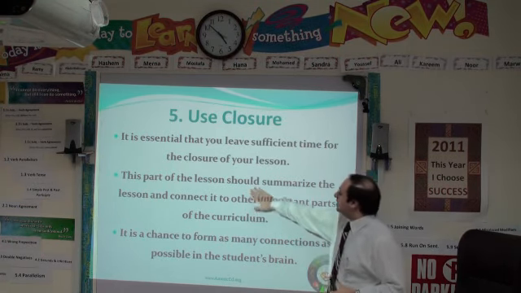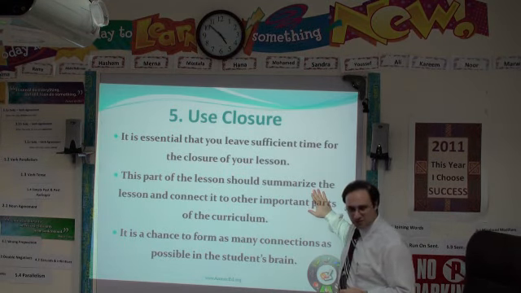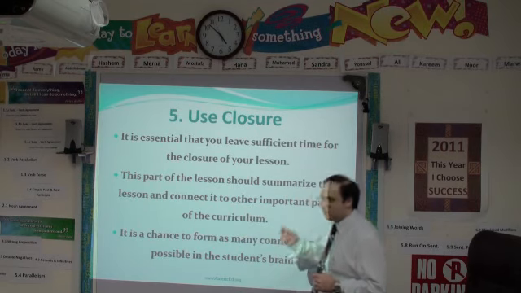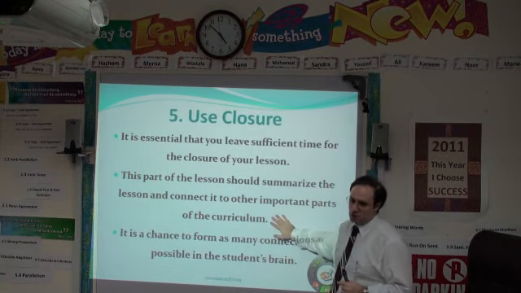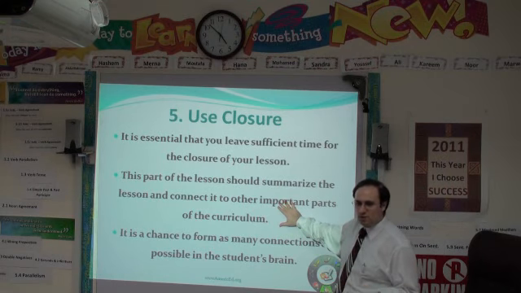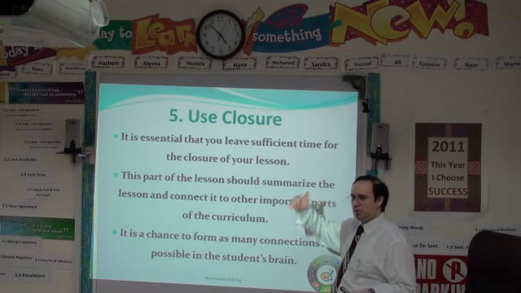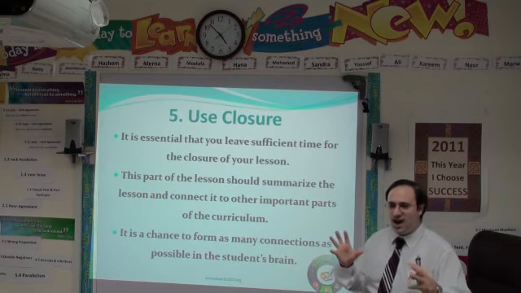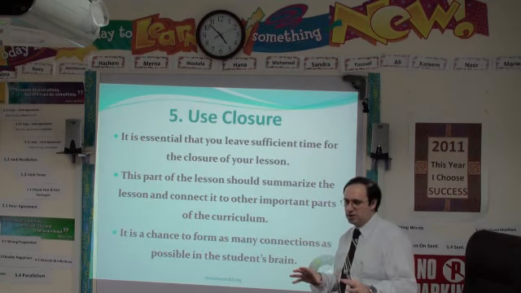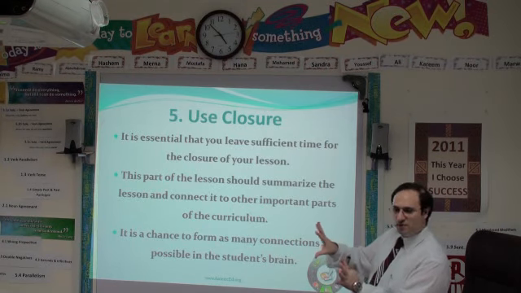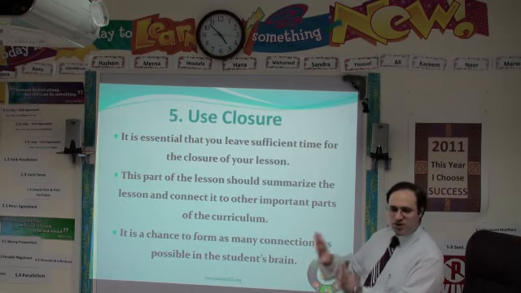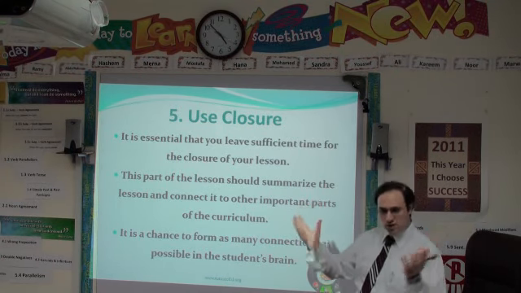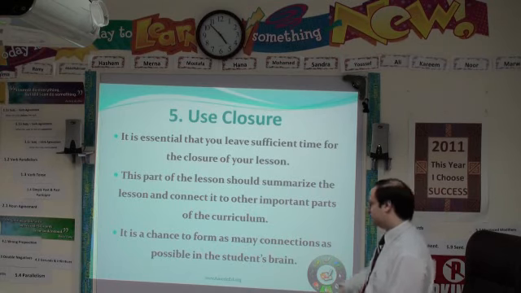This part of the lesson should summarize the lesson. So I need to go over the key information again, and I need to connect the information to other important parts of the curriculum. So here, I connect it to other things that we've already learned: to what we learned yesterday, last week, last month, to what we're going to learn next lesson, next quarter. I need to give them connections that what we're learning today is not something separate from what we're learning this year, or what you're learning in general in math or science or whatever subject I'm teaching. No, it's all related to each other, and I'm teaching you why it's related to each other.